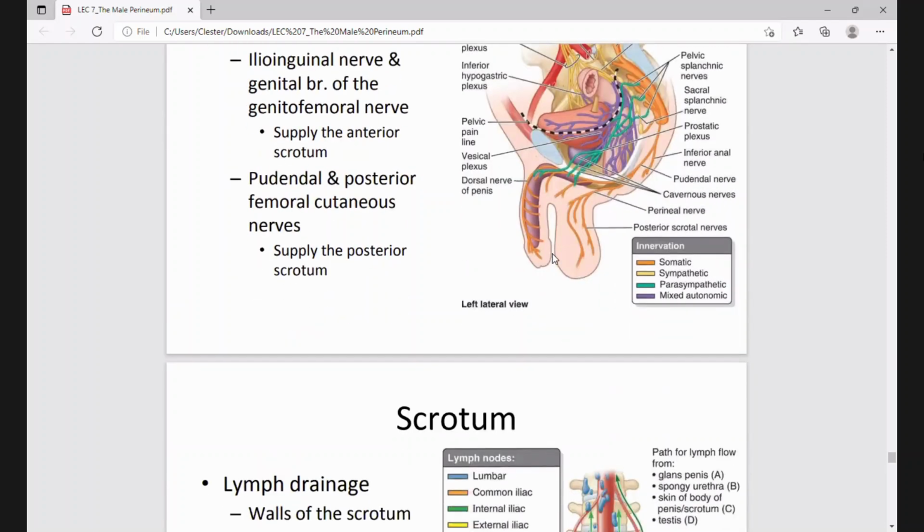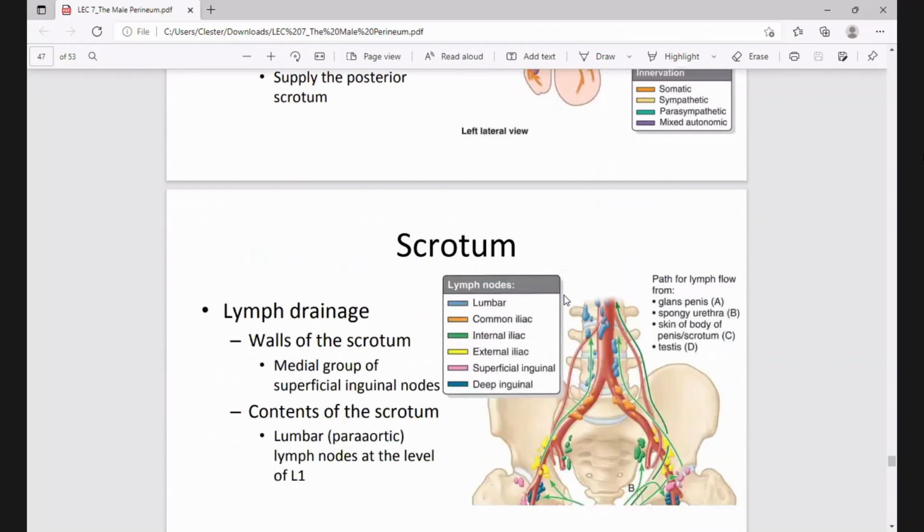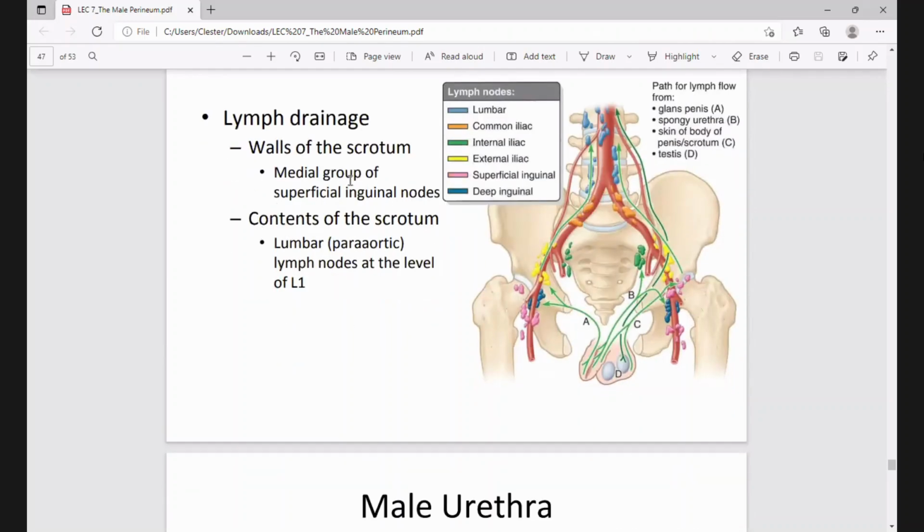Now, when it comes to innervation, the innervation of the scrotum on the anterior half comes from your ilioinguinal nerve and the genital branch of the genitofemoral. But the posterior side will come from the posterior scrotal branches of your pudendal nerve. Okay? So, at the back, pudendal nerve; in front, ilioinguinal and genital branch of genitofemoral. Lymphatic drainage from the wall of the scrotum, again, goes to the superficial inguinal node. But the content of the scrotum, which is the testis, will go upward into the para-aortic nodes.